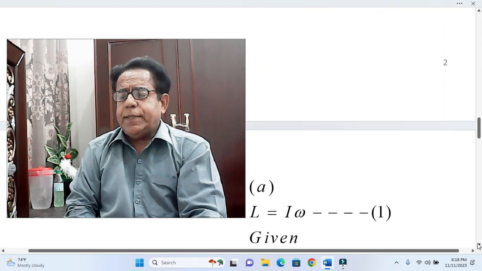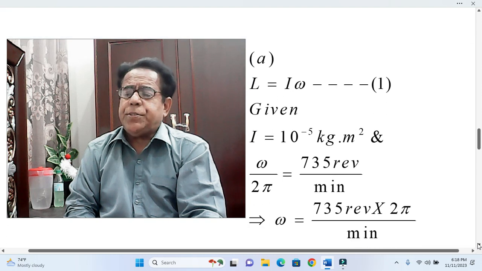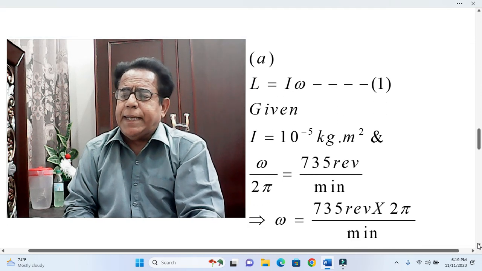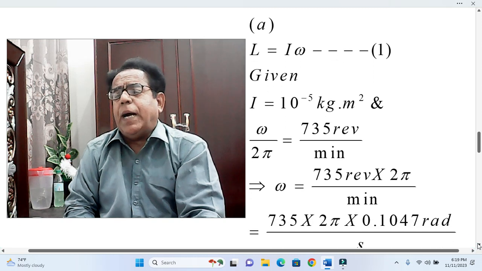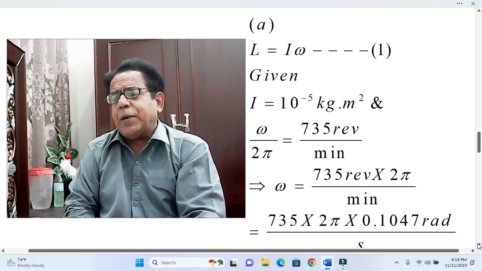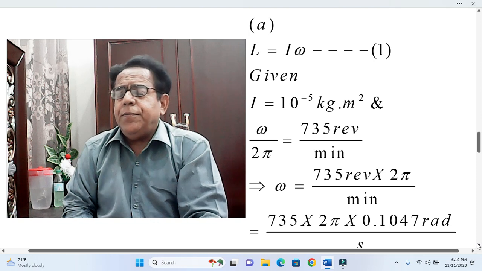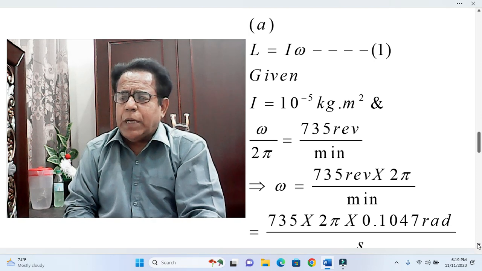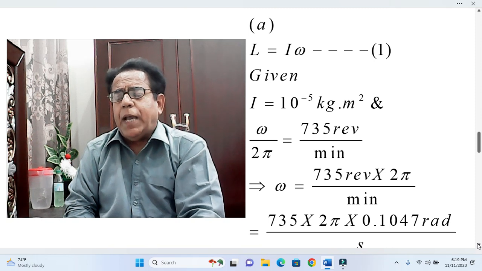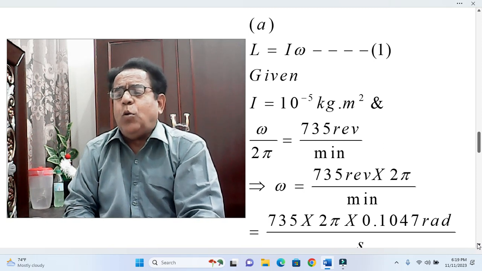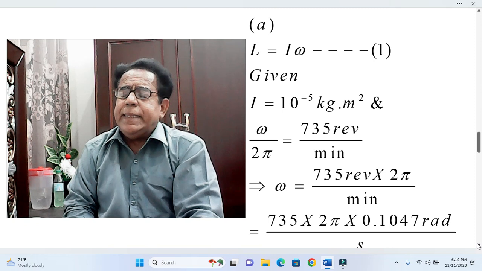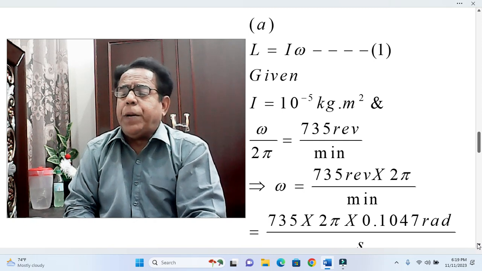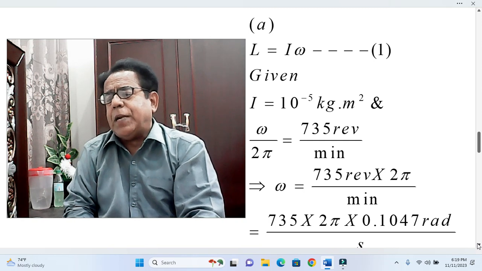Dear students, now we are starting our solution in a formal manner. Part A, L is equal to I omega. This is given in the statement. Given I equal to 10 raised to the power minus 5 kilogram meter square. This is also given. However, about omega, the given condition is that omega divided by 2 pi is equal to 735 revolutions per minute.